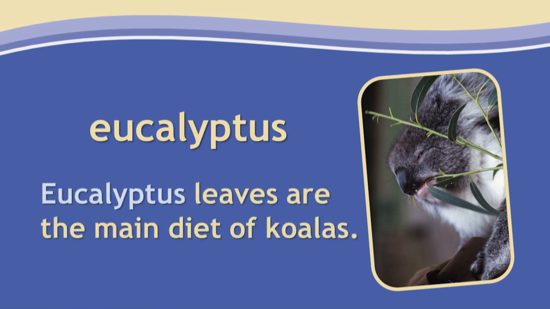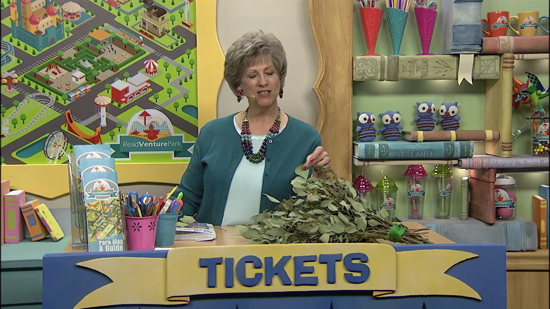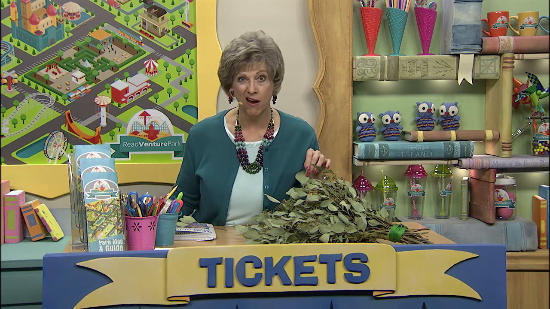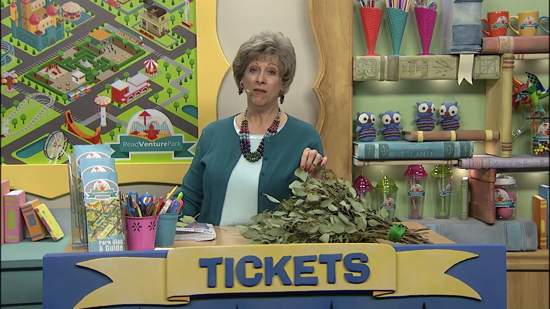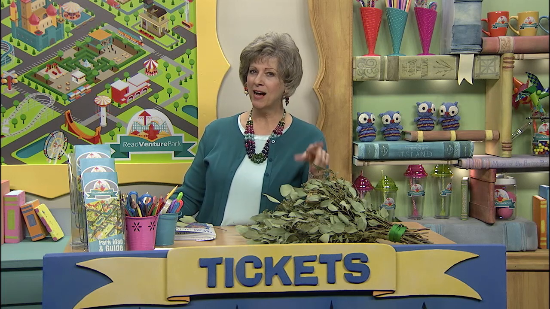Eucalyptus leaves are the main diet of koalas. Wow. Imagine eating just leaves for breakfast, lunch, supper, and every snack in between. You know, they love them. But very few other animals can eat them. God gave them a special digestive system to be able to handle the toxic leaves.